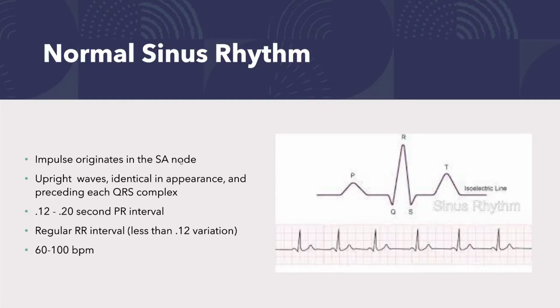So it's a normal sinus rhythm. The impulse originates in the SA node. QRS complexes are upright and identical, and there is a P wave. P waves are upright, identical, and precede a QRS complex. There's exactly the same number of P waves as QRS complexes. There's no missing things, no missing waves.